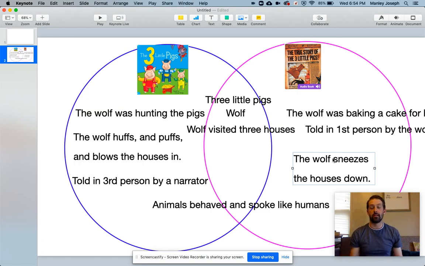Now, those are some of the elements that I found as a way to compare the classic version to the fractured fairy tales. We're going to continue to work on that as we explore even more fractured fairy tales. I know I'm loving reading these books. I hope you're enjoying it just as much as I am.